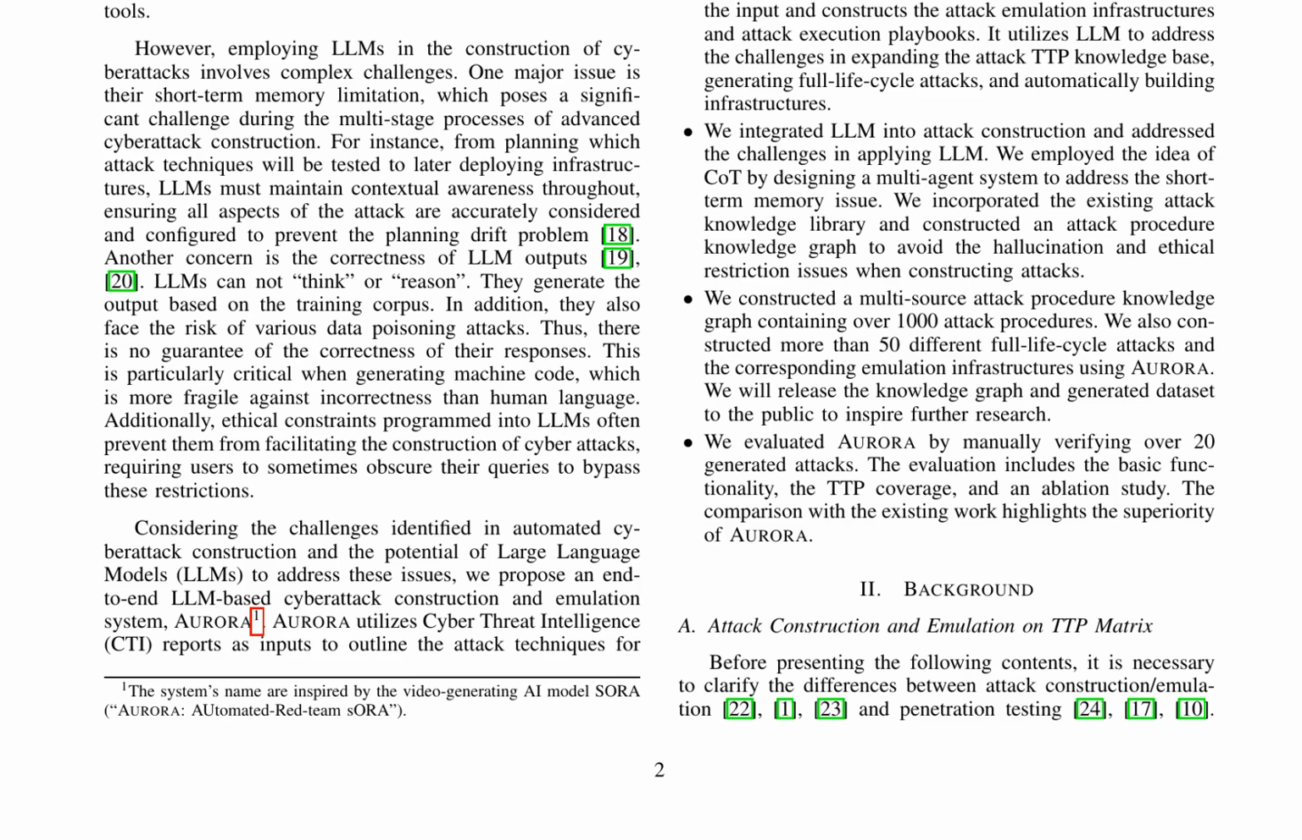AURORA implements the chain of thought (COT) approach, segmenting tasks into multiple subtasks and designing a multi-agent system to mitigate short-term memory issues. By grounding prompts in specific technical details, AURORA ensures that LLM outputs are both accurate and ethically compliant, reducing the incidence of hallucinations and ethical breaches.